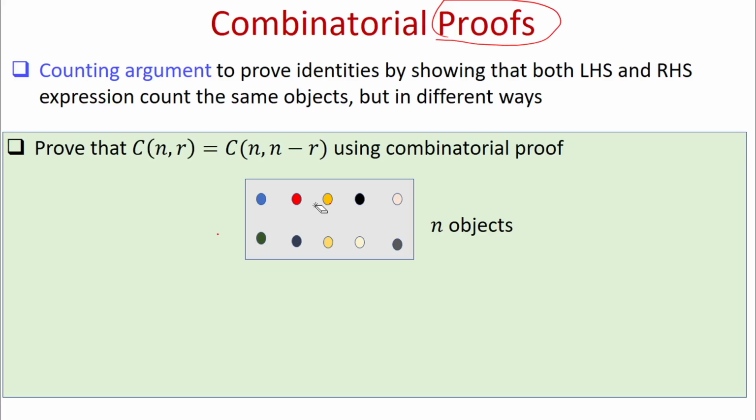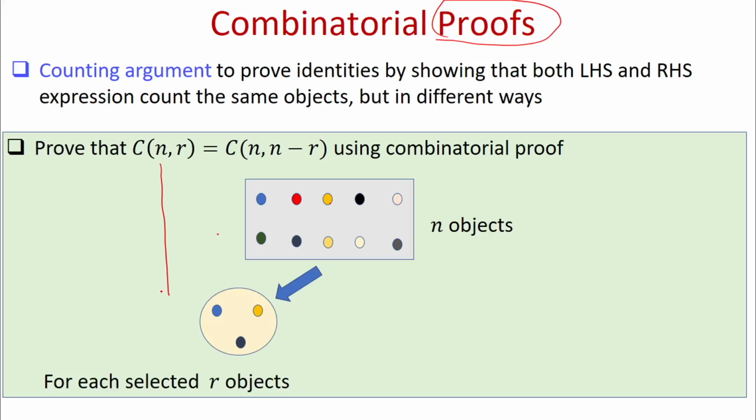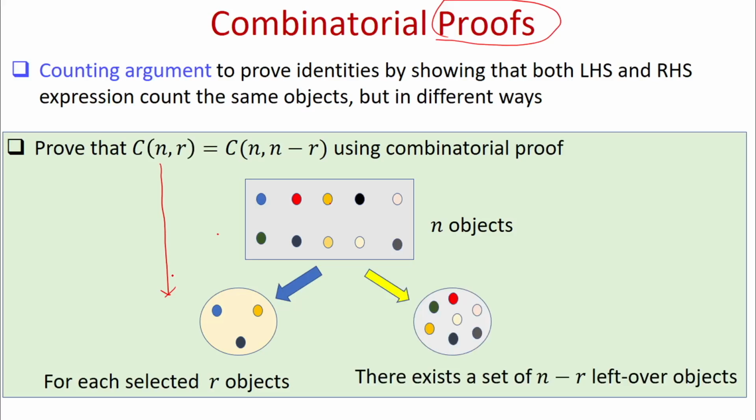Suppose you are given n objects, then your left hand side is nothing but the number of ways in which you can pick r objects out of those n objects, right? That's the interpretation of the C of n comma r function, right? Now it turns out, for each of the ways in which you can select r objects, there is a way of excluding n minus r objects, right?